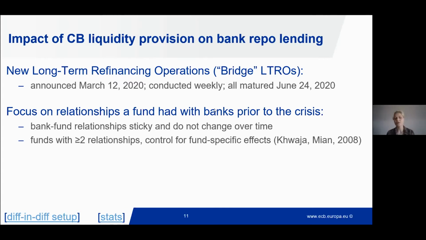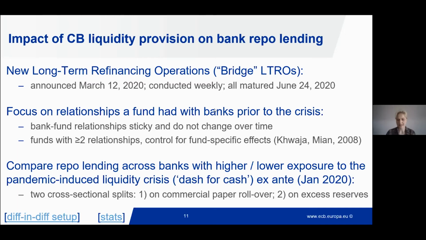And we are going to focus on funds that have at least 2 bank relationships, because we want to take advantage of the Khwaja-Mian methodology and control for fund-specific effects in our regressions, so that we control for the fund level demand for funds, and we can focus on the cross-sectional differences across banks in terms of their supply of repo funding to mutual funds. So that's exactly what we are going to do.